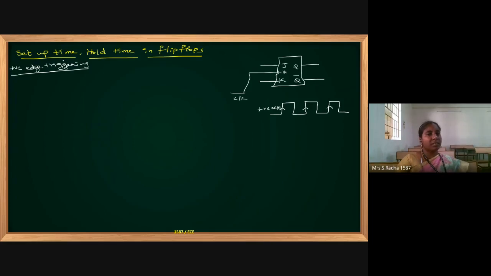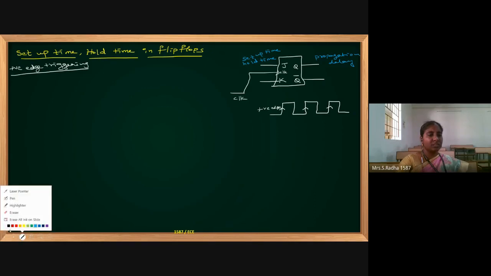So coming to setup time and hold time. Setup time and hold time come at the input side of the JK flip-flop. At the input side of the flip-flop we will have setup time and hold time. At the output side we will have propagation delay. First we will check what setup time and hold time are.